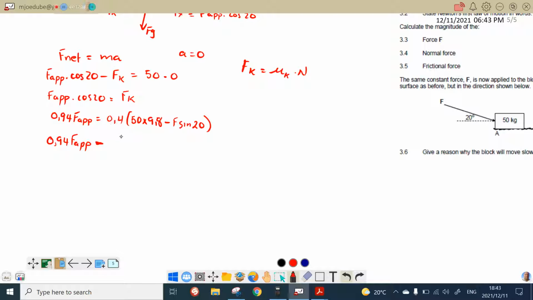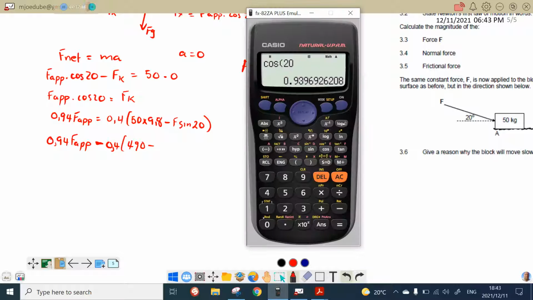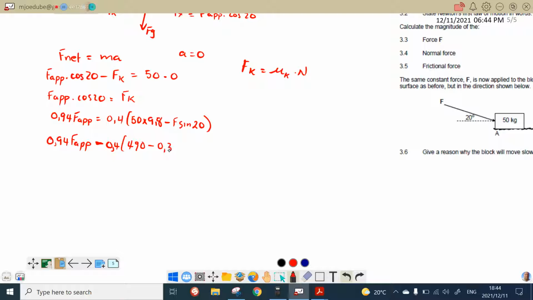I can bring the whole lot across, 0.4 times 50 times 9.8, which is equal to 490, minus sine 20. If you put that into your calculator, sine of 20 is equal to 0.342. So 0.342 multiplied by F app gives me whatever it's going to give me. All of that is going to be equal to 0.